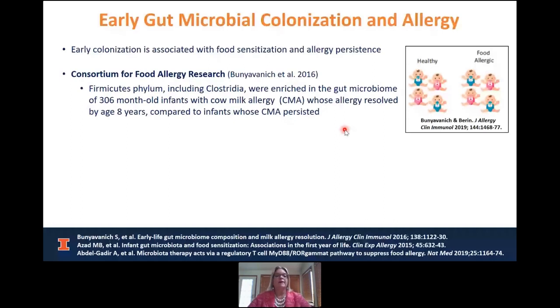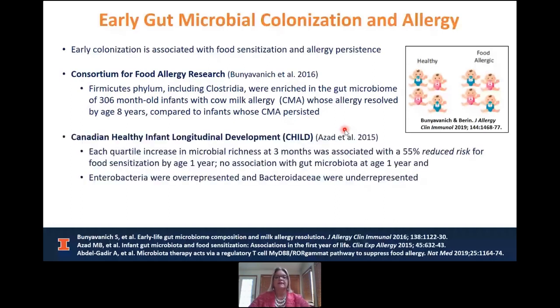Work from Megan Azad, published from the CHILD cohort in Canada, found that each quartile of microbial richness at 3 months was associated with a 55% reduced risk of food sensitization by a year, but there was no association with that infant's microbiota at a year. So really this idea of earlier microbiota likely programming. And then again, enterobacteria were overrepresented, and these include Clostridial species.